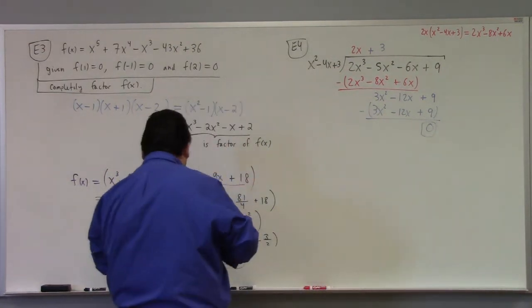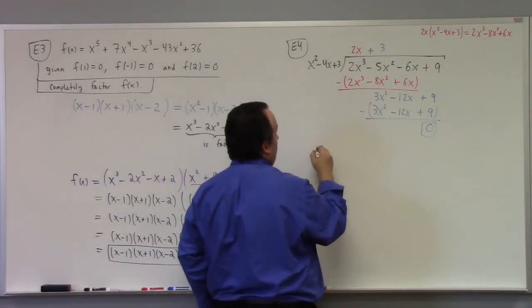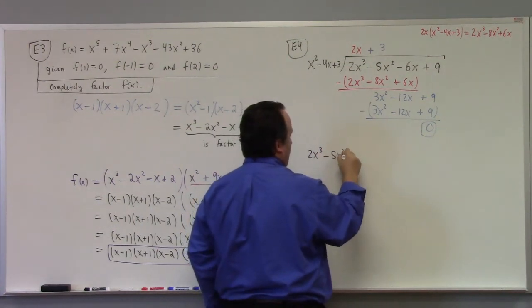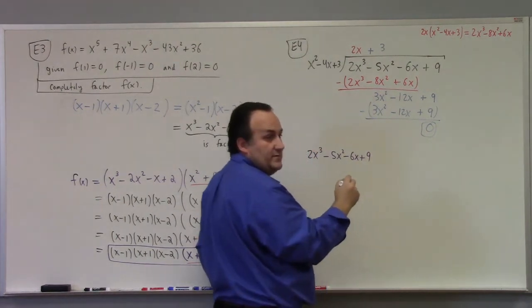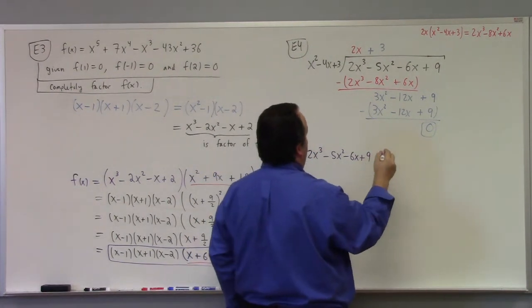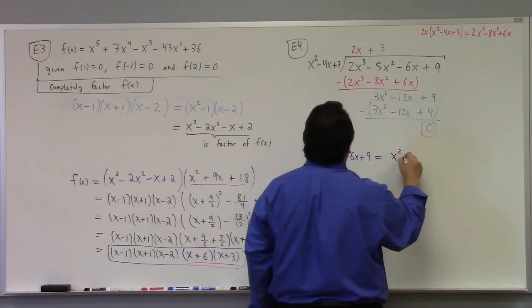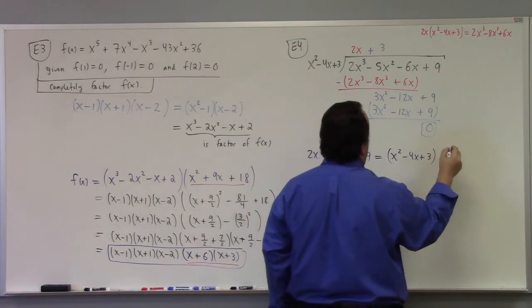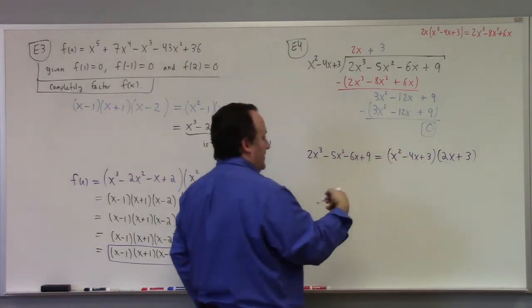Hooray! What does this give us? This gives us that we can factor 2x cubed minus 5x squared minus 6x plus 9. Benjamin, what you doing, buddy? Don't go out there. Okay? Is equal to x squared minus 4x plus 3. We'll be done in just a minute, buddy. Times 2x plus 3.